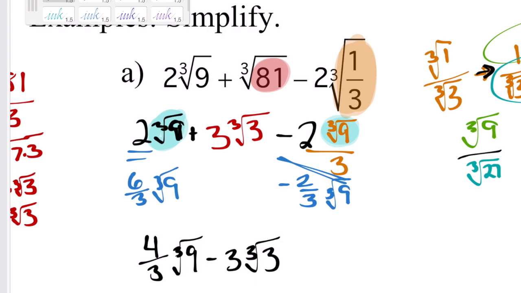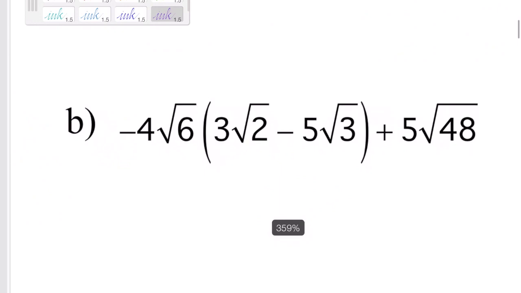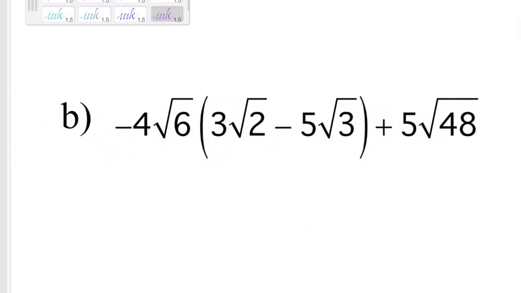And we have, again, a cubed root of 9 and a cubed root of 3. Those aren't like radicals because they don't have the same number underneath. So this is as far as I can go. Next one is a little bit different. We're multiplying some things in.